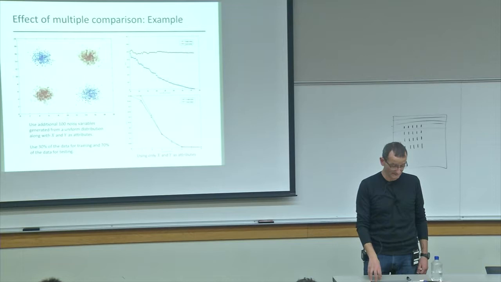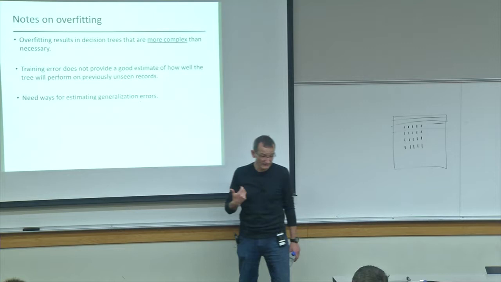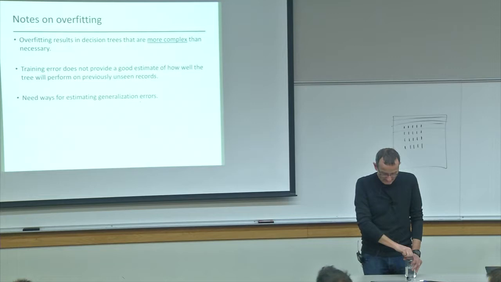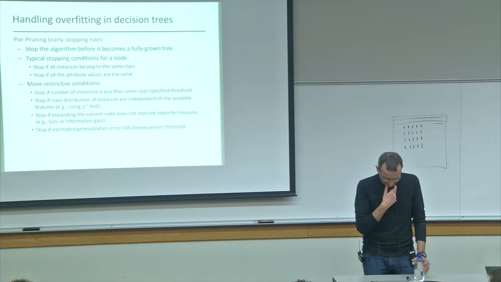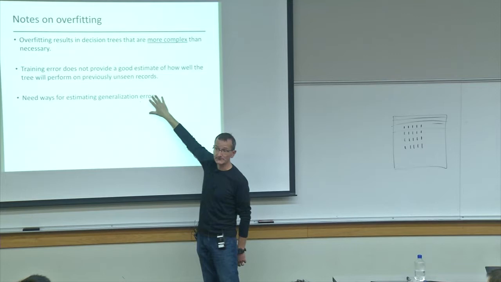Okay, so overfitting results in decision trees that are more complex. Training error does not provide a good estimate of how well the tree will perform on previously unseen records. There's a way of estimating the generalization error of the model. In the context of a decision tree, there are a couple of ways of simplifying. Actually, there's a slide that I dropped over here.